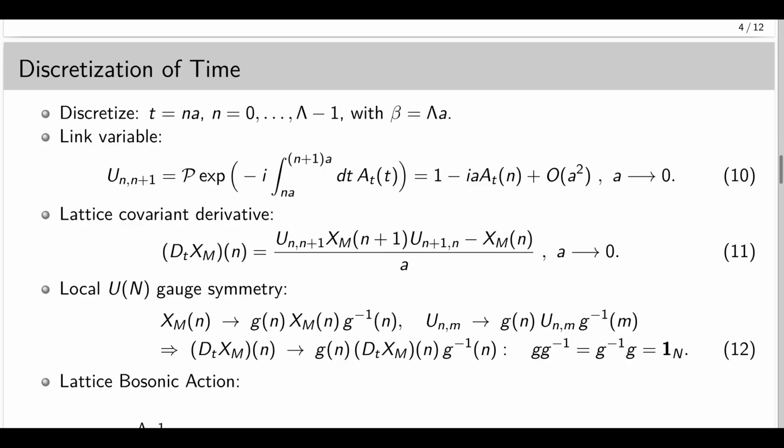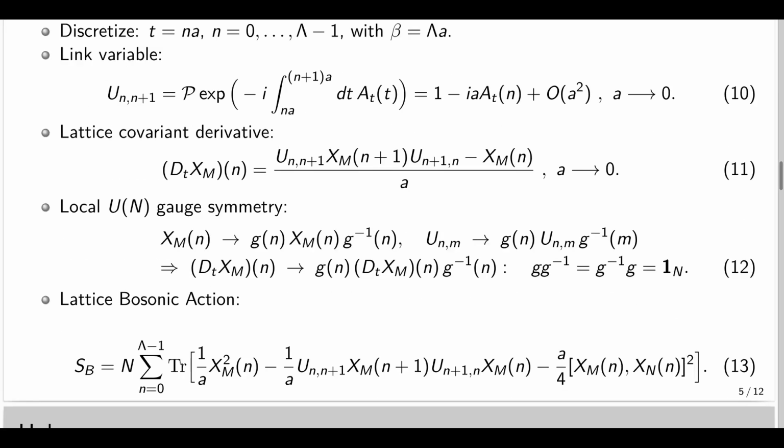Transport x sub m forward with the link, subtract the local value, then divide by the lattice spacing A, as indicated in equation 11. Local U(N) gauge symmetry acts on fields and links, so this finite difference stays covariant, which is shown in equation 12. Putting everything together gives the bosonic lattice action in equation 13, a kinetic piece, a nearest neighbor coupling built from the links, and the quartic commutator potential, preserving the BFSS structure on a time lattice.